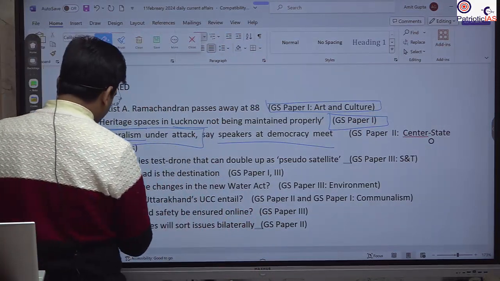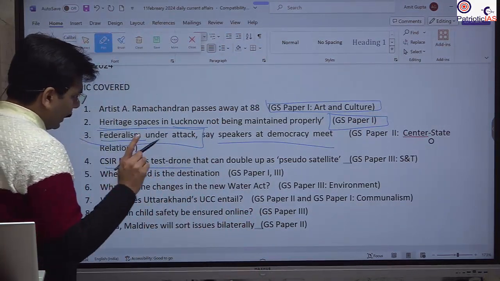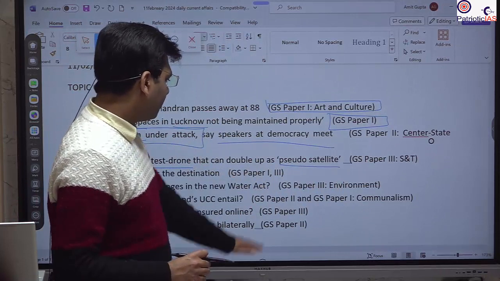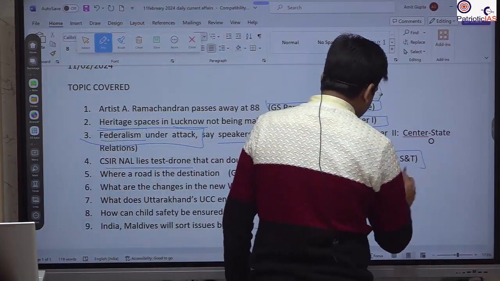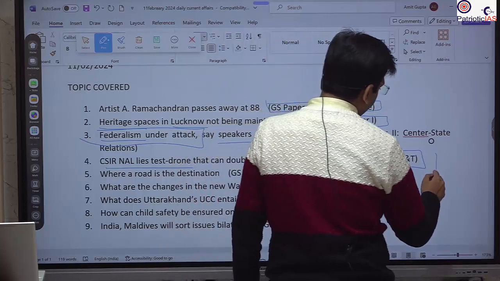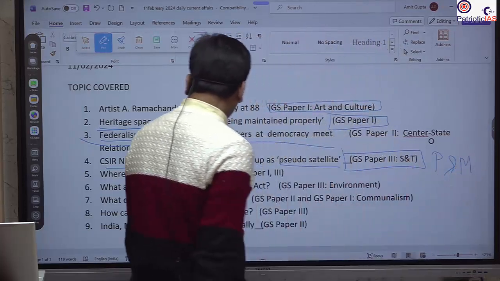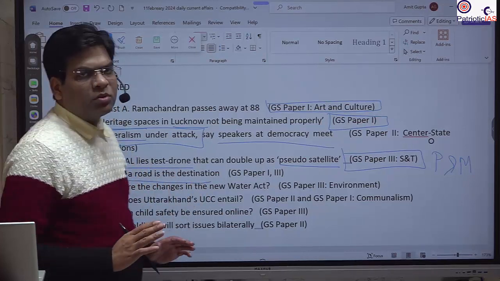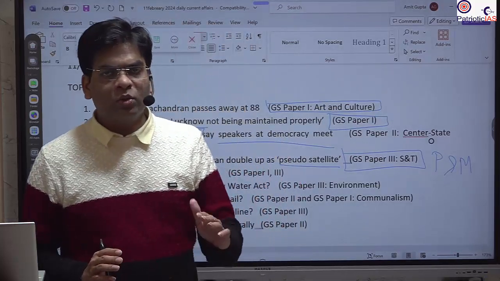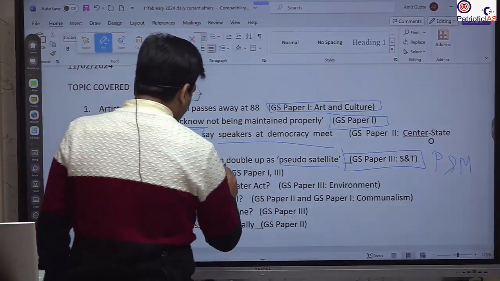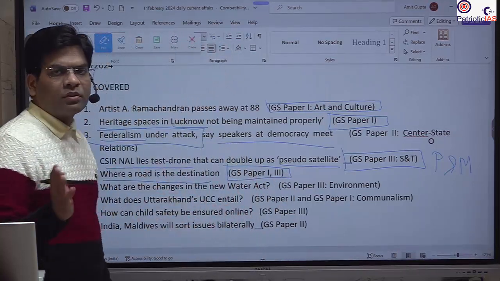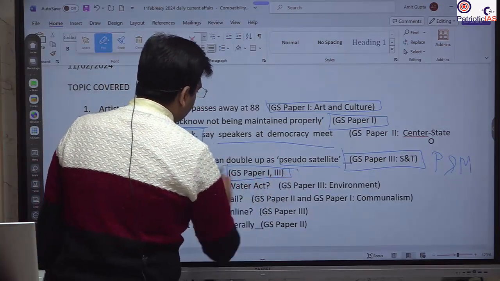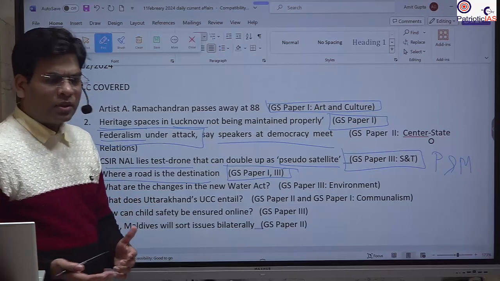After that we will study the recent test of the drone that can act as a pseudo satellite. We will study the basic features of this drone and how it will act as a pseudo satellite. So it will be under the GS paper 3 science and technology, prelims as well as mains perspective. After that, we will study a unique location in the Gujarat Kutch region. This is known as the road to heaven. So we will study the characteristic features and physical geography of the region under GS paper 1 geography, as well as the improvement of tourism in the area under GS paper 3.